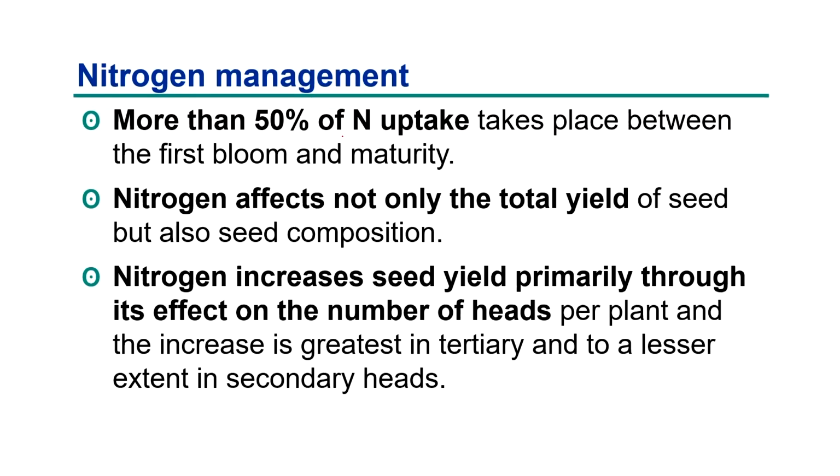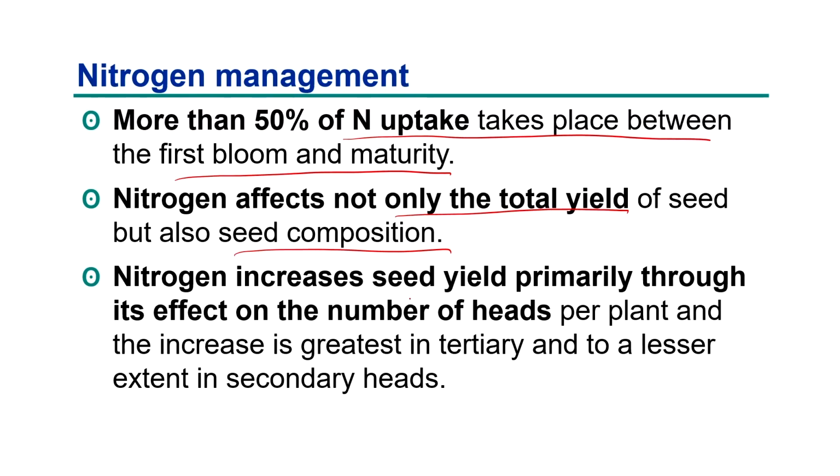More than 50% of nitrogen uptake takes place between the first bloom and maturity. Nitrogen affects not only the total yield of seed, but also the seed composition, particularly the concentration of oil in the seed. Nitrogen increases seed yield primarily through its effect on number of heads per plant, with the increase greatest in tertiary and to a lesser extent in secondary heads. So the overall main effect of nitrogen in safflower crop is to increase the number of heads or number of flowers per plant. That is why it is capable of increasing the seed yield of safflower crop.